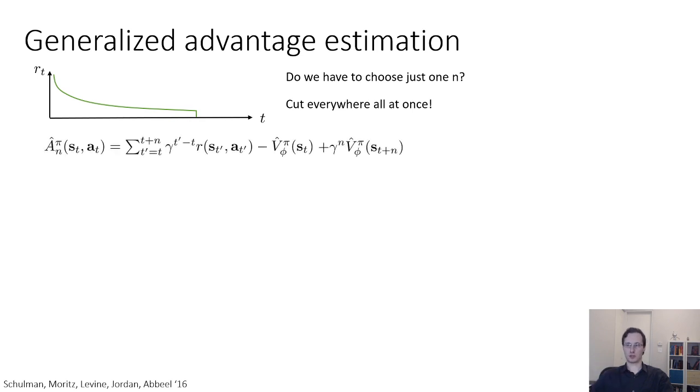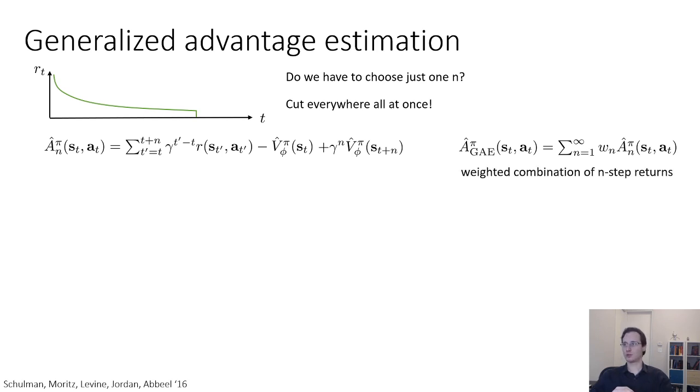So here's the equation for the n-step return estimator. We can construct a kind of fused estimator, which we're going to call A^GAE, for generalized advantage estimation, which consists of a weighted average of all possible n-step return estimators with a weight W_n for different n.